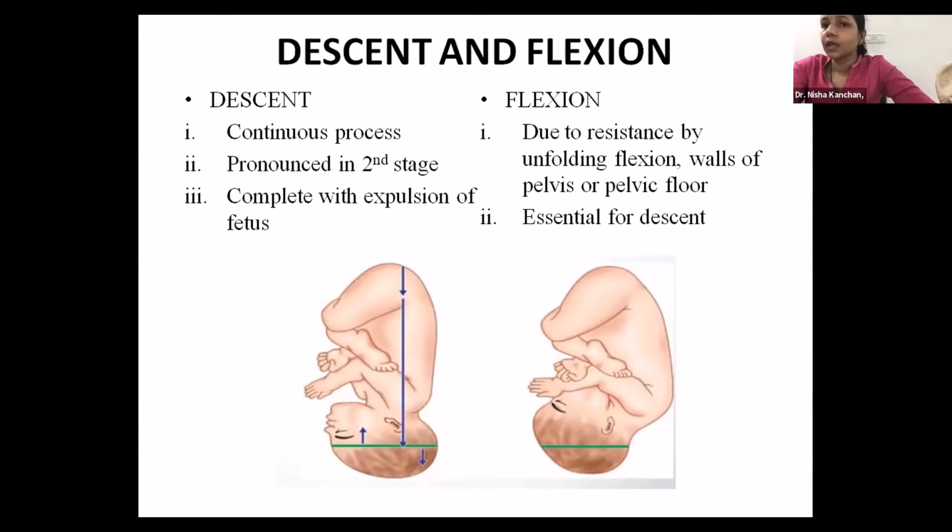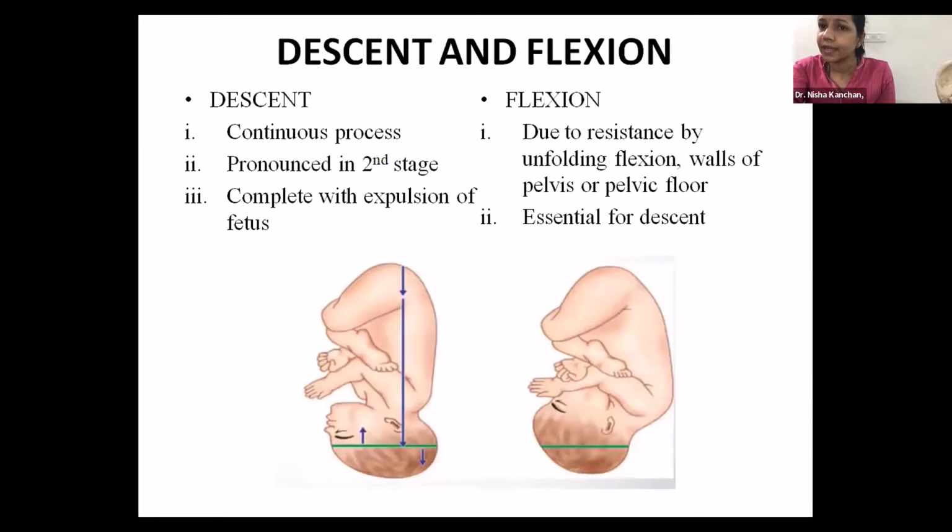pelvis. Okay. In figure A, the head is deflexed. How you can know is by seeing the space between the chin and the chest. The chin of the baby is not touching the chest. So the diameter is very big. As you can see, the diameter available to enter the pelvis is huge. This green line, which you can see.